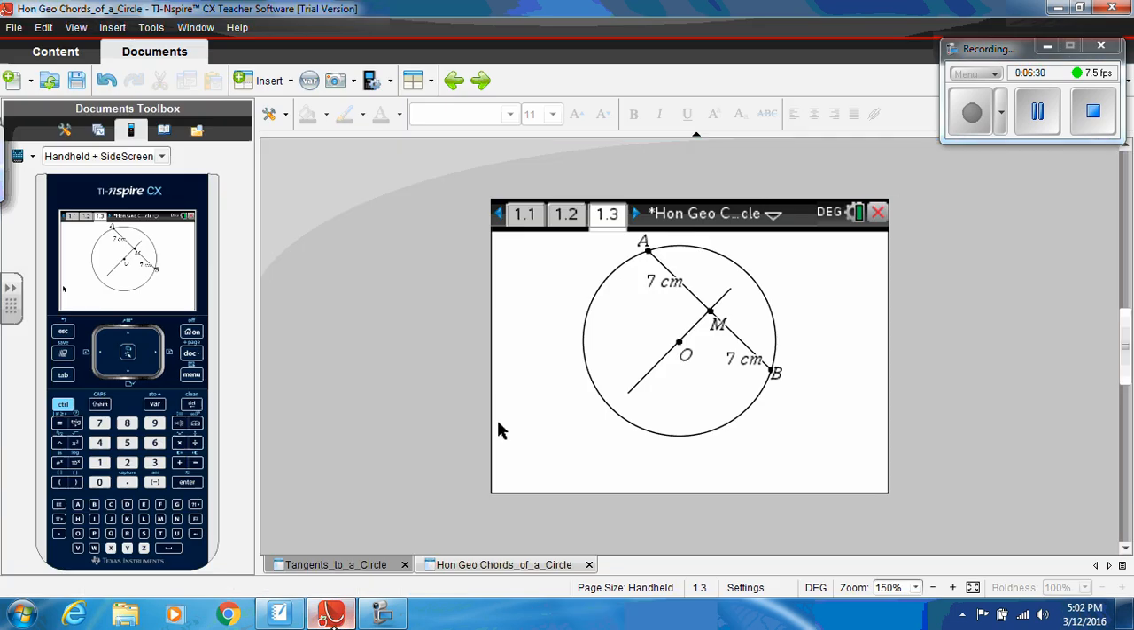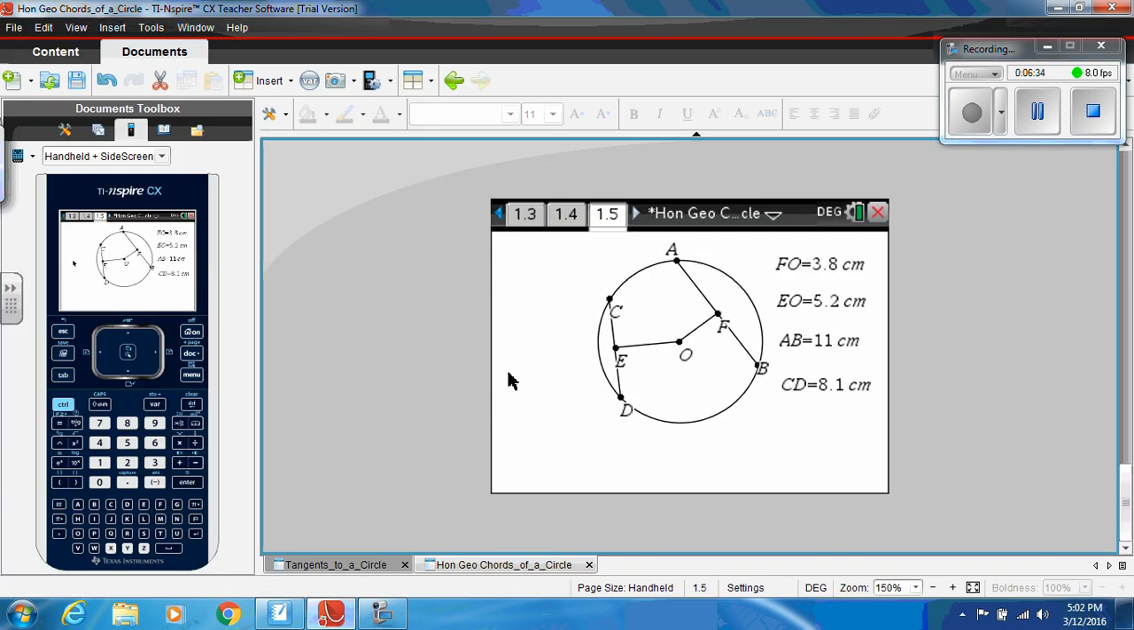Let's go back and do a little bit more exploration. So now we have two chords again. We have chord AB and we have chord CD, and those are the segment lengths there. AB is 11 centimeters, CD is 8.1 centimeters. But what we also have constructed is how far away these chords are from the center. So that's what FO is talking about.